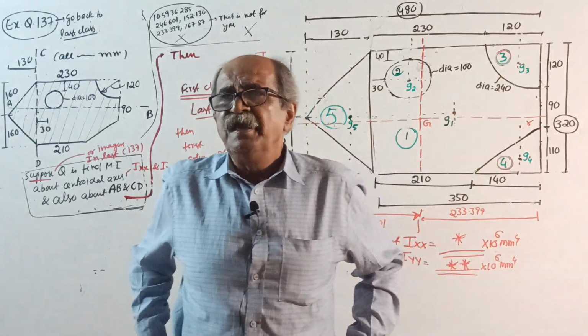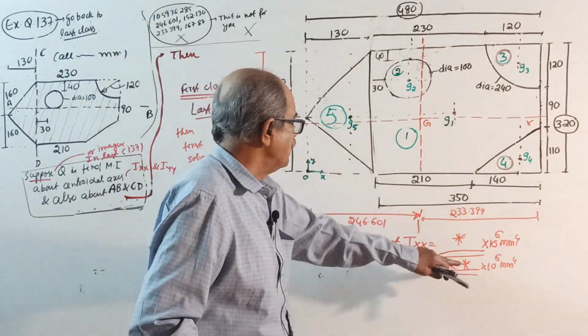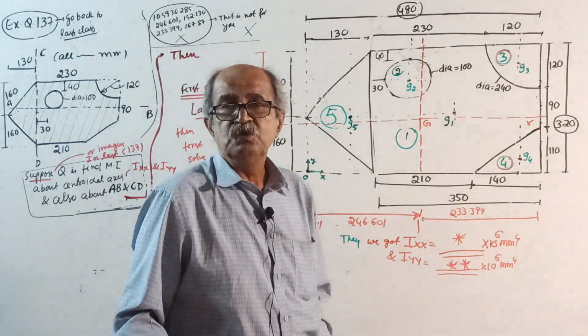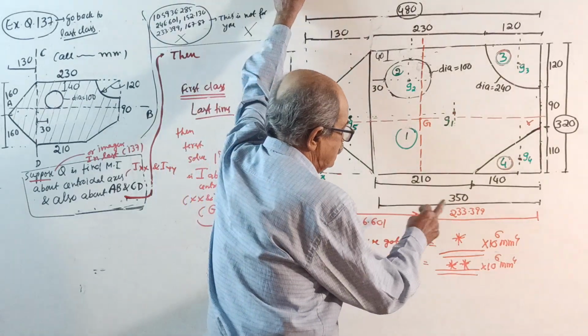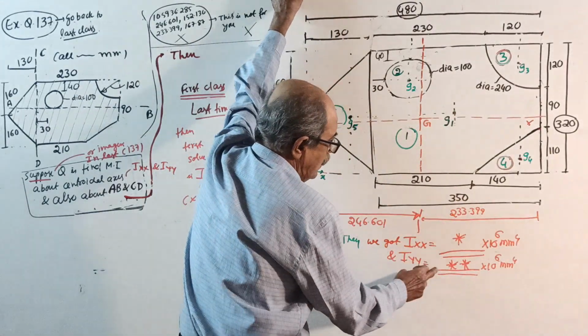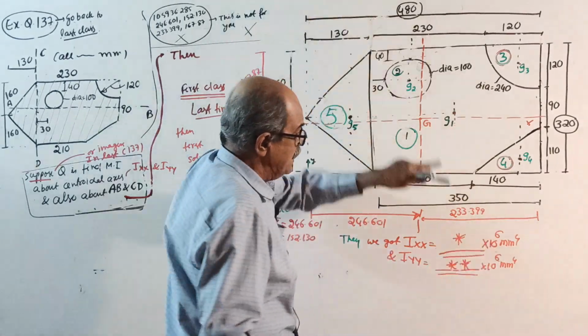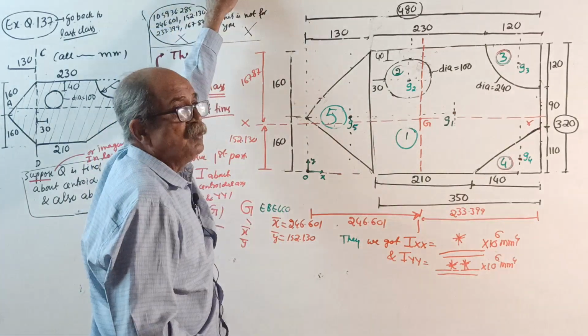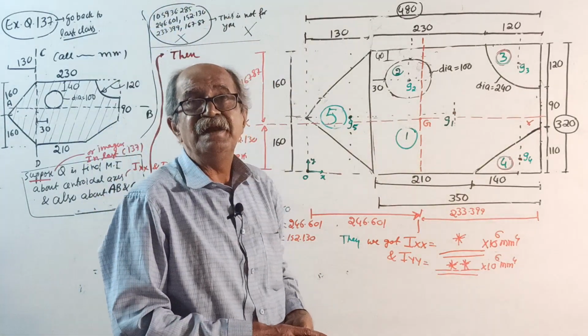Yes, I checked the recording. Yes, correct. It is single star, double star. So Ixx we got, star means single star, some value times 10 to the power 6. Iyy, double star I wrote. You write whatever answer you got. Just now for ABCD I told what? Single right, double right. Okay.